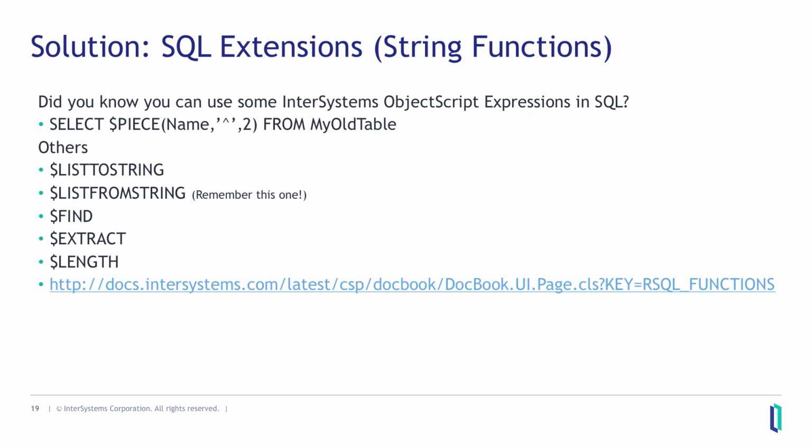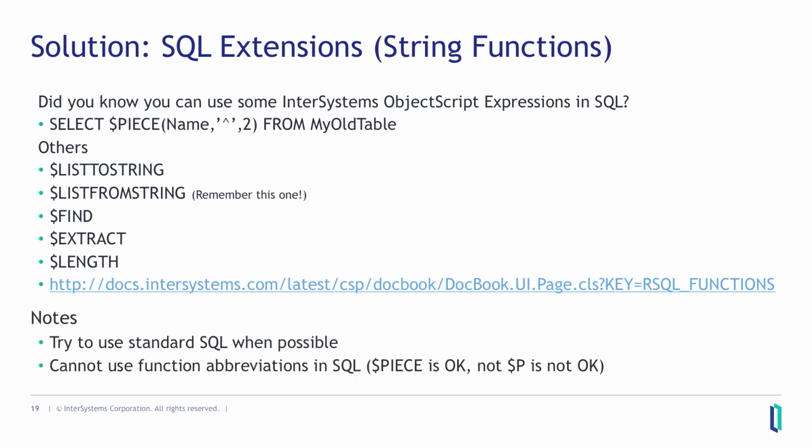So here are some of the other ones. These are some of the string manipulation ones. There are other extensions we have. You can find them here. Again, this will be posted. If you want to search for it in the docs, the search term is SQL functions, and I believe it's the top hit. When possible, you should try to use standard SQL, but to do this without $piece is a pain. I looked into it for about 5 minutes and decided I would never do it that way. So $piece makes this nice and easy and clear. So you get to leverage your ObjectScript knowledge in SQL too.